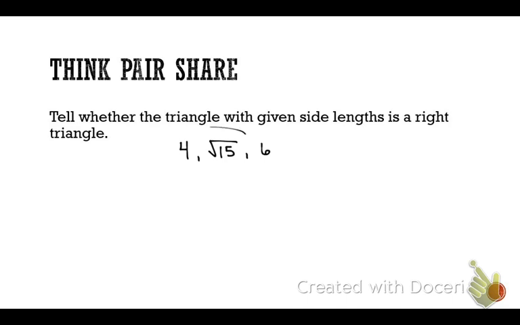So it does not matter if this is A or B. All that matters is that I plug that in for C. So here we go. 4 squared plus the square root of 15 squared equals 6 squared. Well, this is kind of interesting. The square root of 15 squared. What does that look like to you?